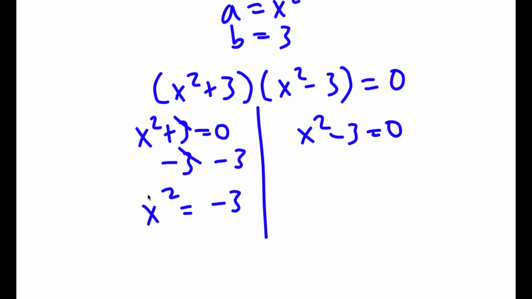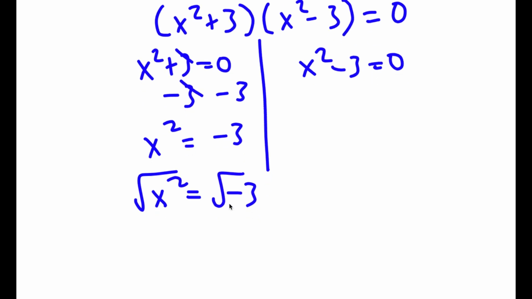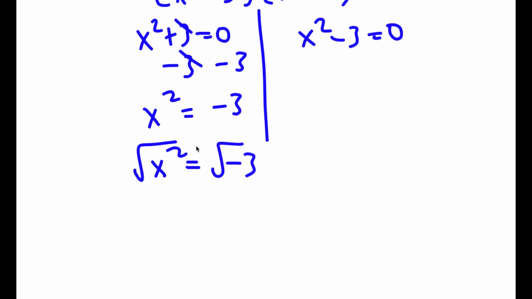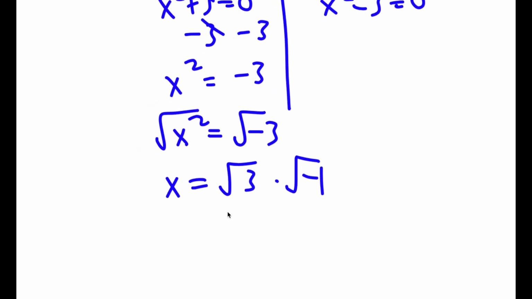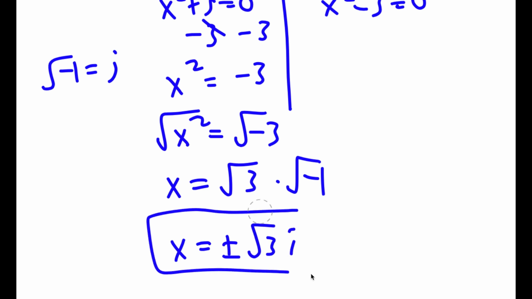So now to solve x squared equals negative 3, I'm going to take the square root on both sides. So I have the square root of x squared is equal to the square root of negative 3. Now the square root of x squared is simply equal to x, and the square root of negative 3, I can rewrite as the square root of 3 times the square root of negative 1. If you didn't already know, the square root of negative 1 is equal to the imaginary number i. So now I have x is equal to positive or negative the square root of 3i. So these are two solutions of x.